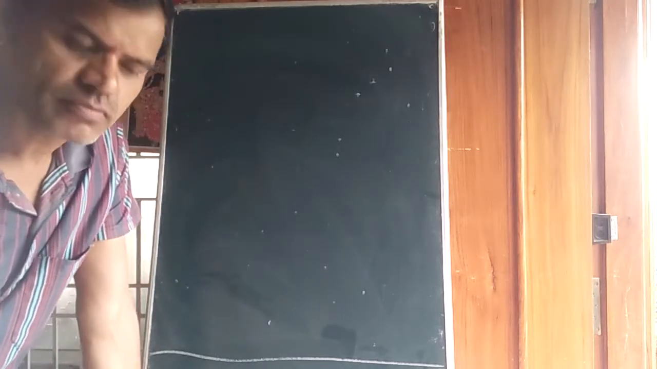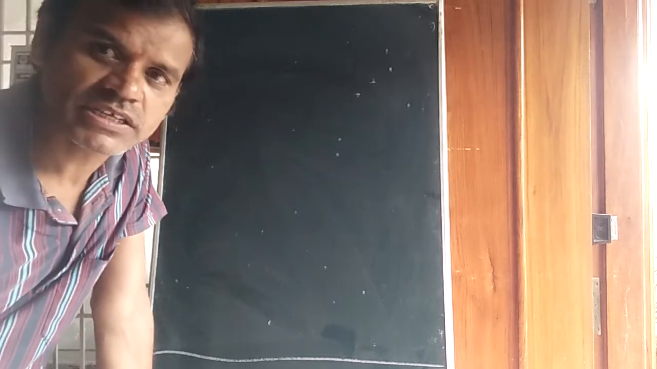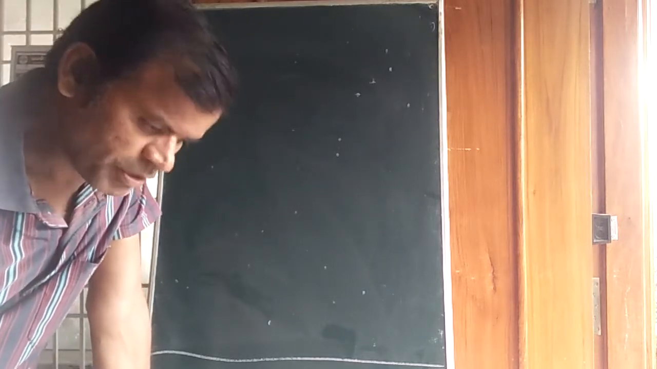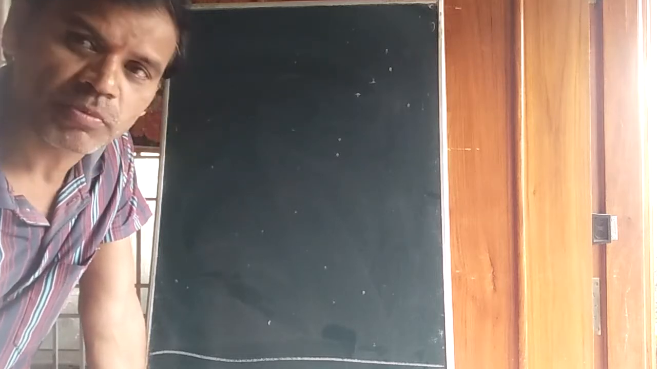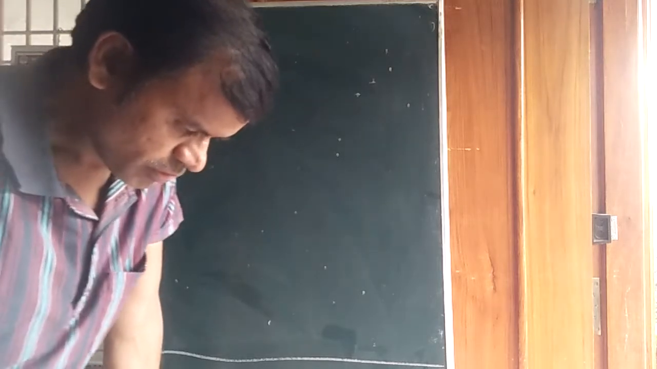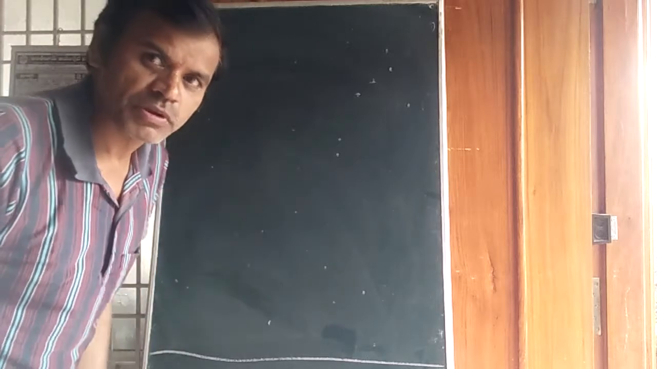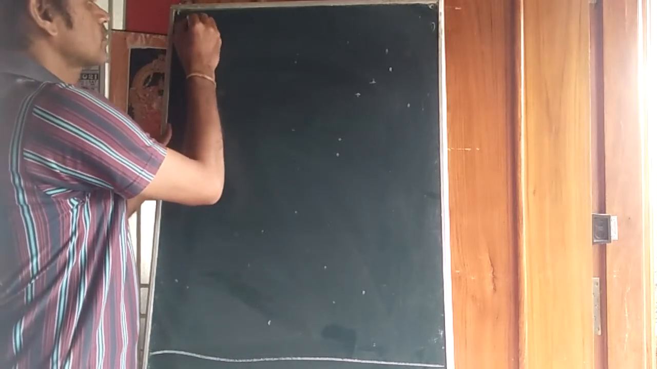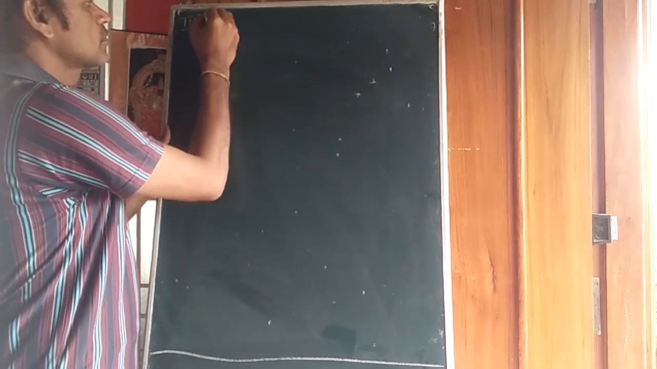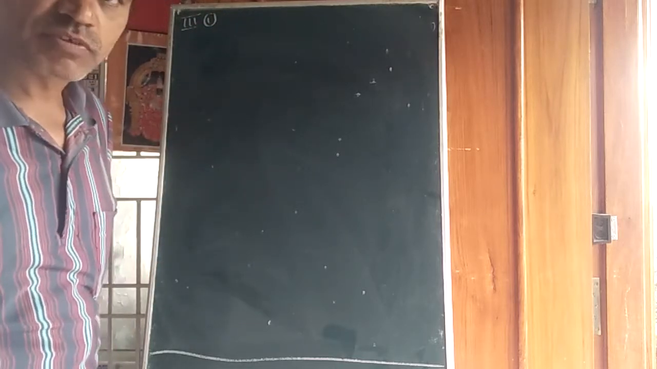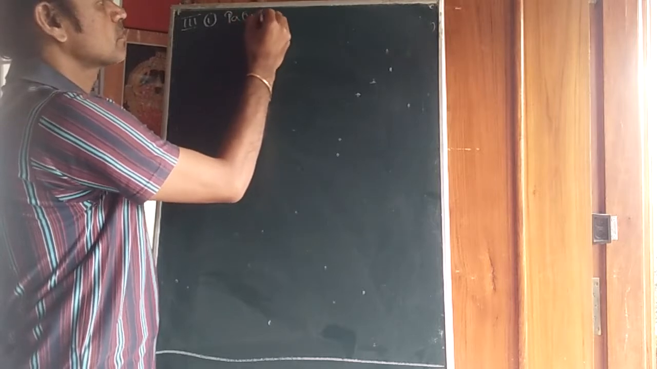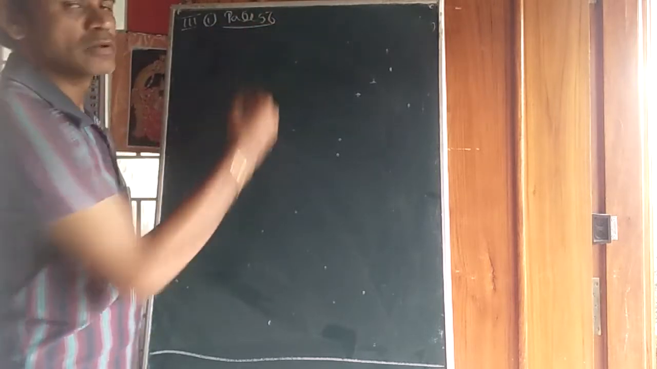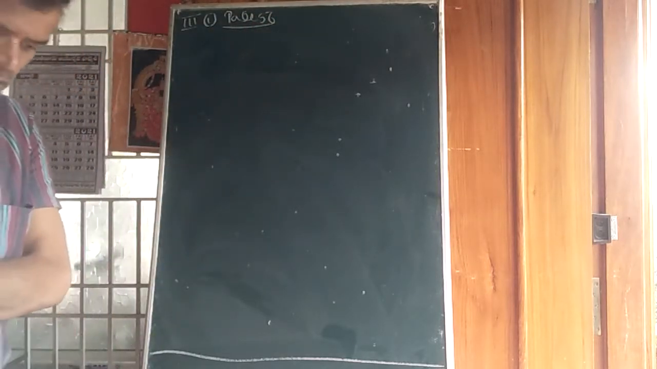Dear students, we have successfully completed exercise 3C, Roman number 2. Let us discuss Roman number 3 all sums today. Write the question, Roman number 3, first question. Page number 56, Roman number 3, first question.